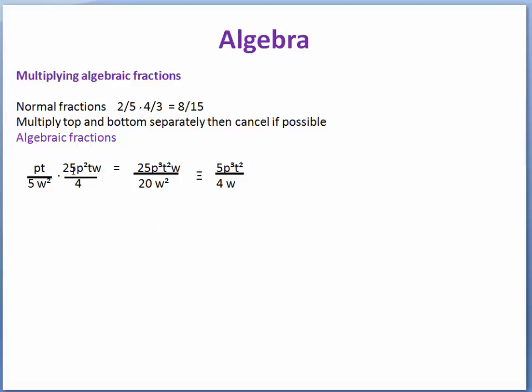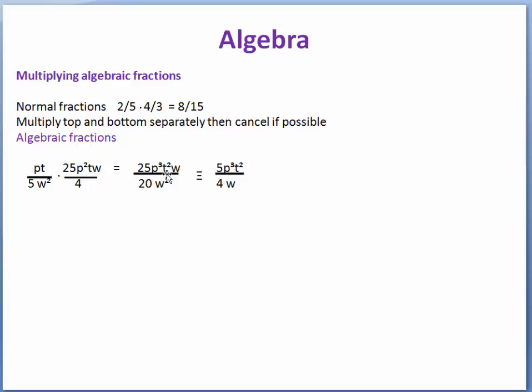25p squared multiplied by p is p to the power 3. t multiplied by t is t squared, and w by itself. 5w squared multiplied by 4 is 20w squared. So numerator, denominator. Then we can cancel.